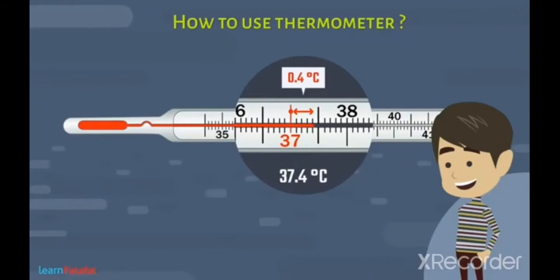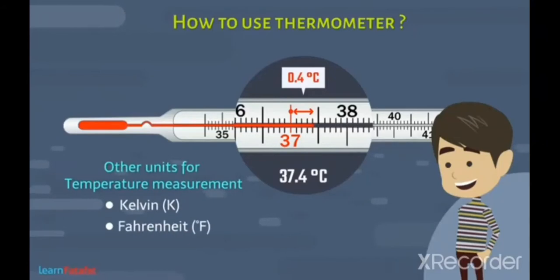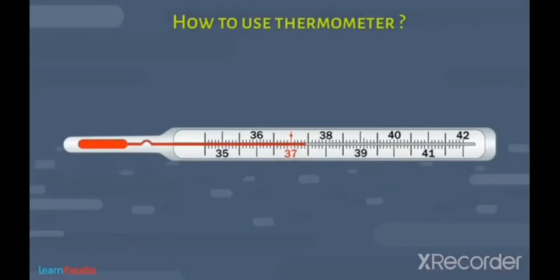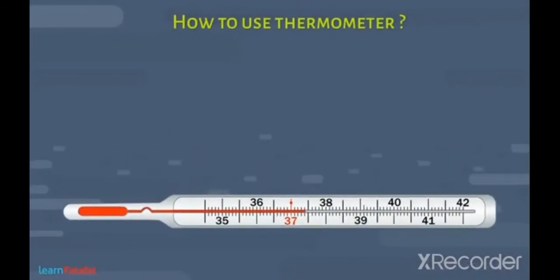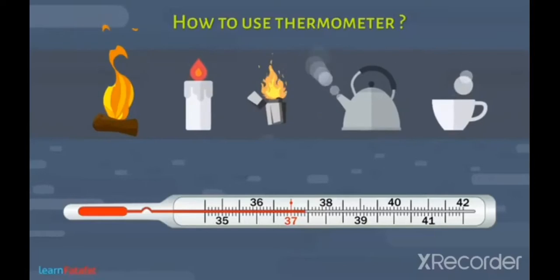For temperature measurement, there are units other than Celsius, such as Kelvin and Fahrenheit. Their scales also vary from that of the Celsius scale. Always remember, never use a clinical thermometer for measuring the temperature of hot objects other than the human body. It may break. Here we complete this topic.